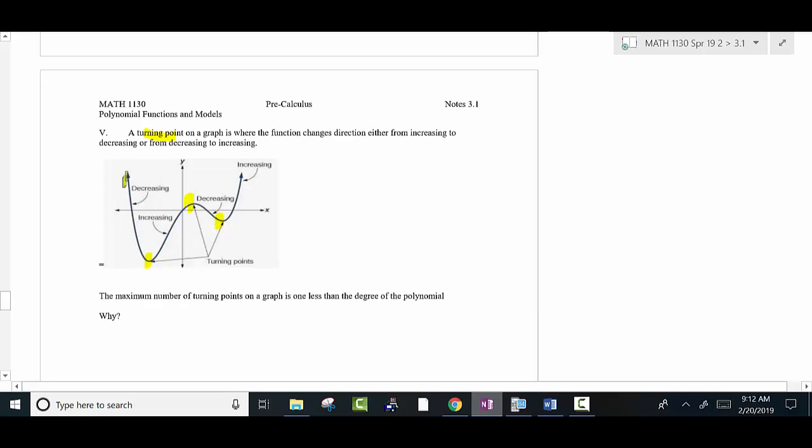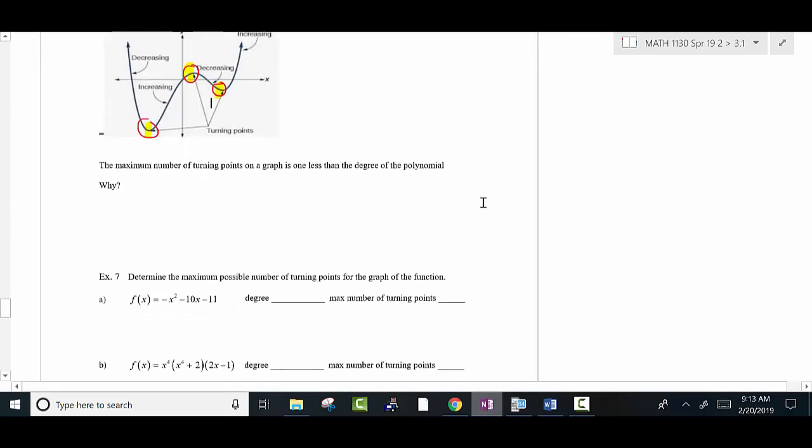All it means is the graph changed directions, like from decreasing to increasing and so forth. So this example right here has 1, 2, 3 turning points. Okay, so it turns out you can tell at least something about turning points by looking at the degree. The maximum number of turning points is always going to be 1 less than the degree of the polynomial. I'll explain why. Now, that doesn't tell you how many turning points there are. It just says that's the maximum number of turning points.